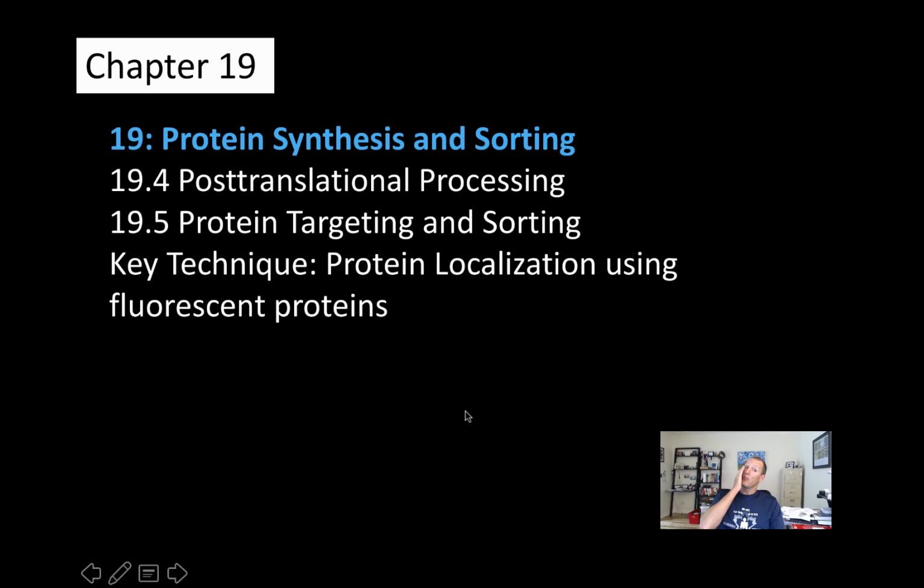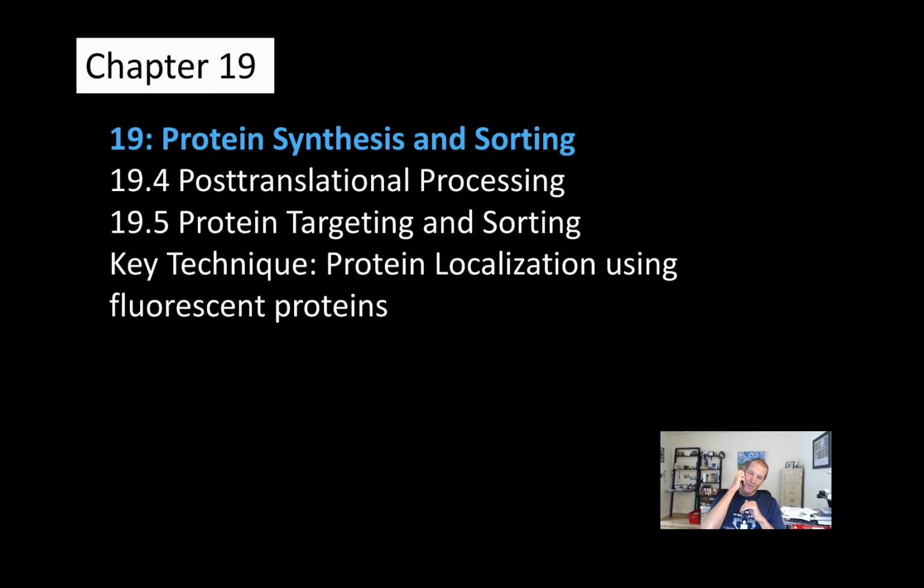Hi folks, this is chapter 19 and we're not going to talk about everything in this chapter. In fact, we're going to cut out a lot of material on protein synthesis because that falls under the realm of genetics, so we'll be skipping that. The only thing we're going to look at here is some post-translational processing, so that'll be this short video, and then we'll look at some protein targeting and sorting.